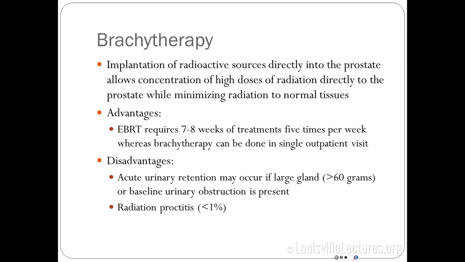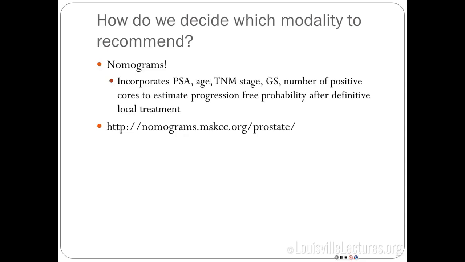So the disadvantage is that if you have a really large gland, then you're going to have to implant more of those seeds, and they will decay over time, but they can cause acute urinary retention. And you're still not completely free from other radiation side effects like proctitis, because that still does happen, though at a lesser rate. So how do we decide what treatment modality to recommend?